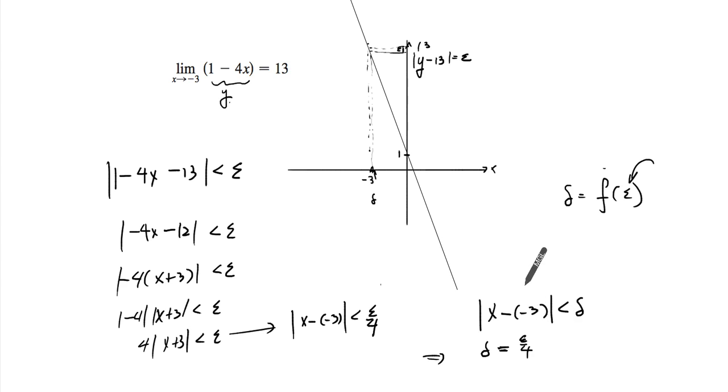Okay, so no matter what epsilon is, I can find my corresponding delta, therefore this limit exists.